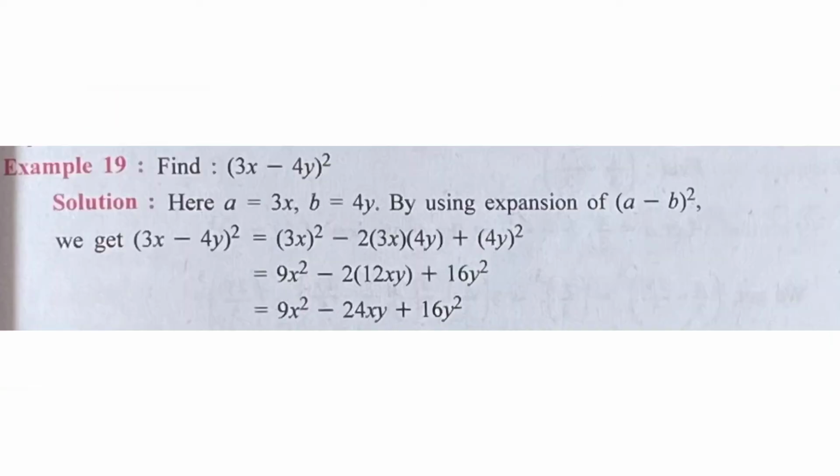Next is find 3x minus 4y whole square. So it is of the form a minus b whole square, which is equal to a square minus 2ab plus b square. Here our a is 3x and b is 4y. So substituting values of a and b in the identity, we get 3x minus 4y whole square is equal to 3x whole square minus 2 into 3x into 4y plus 4y whole square. 3 whole square is 9, 2 into 3 into 4 is 24 and 4 whole square is 16. So we will get 9x square minus 24xy plus 16y square, which is our answer.